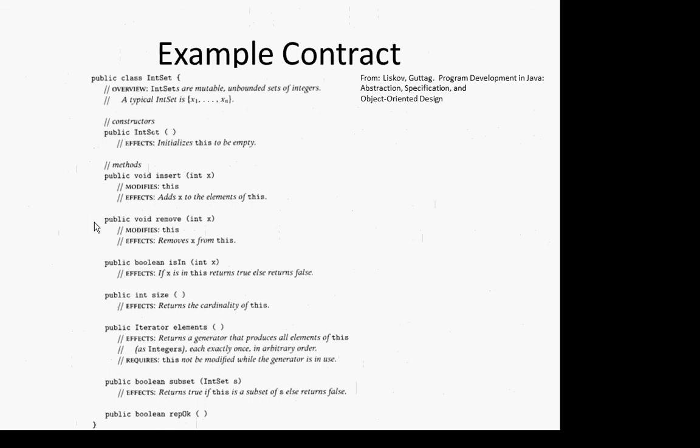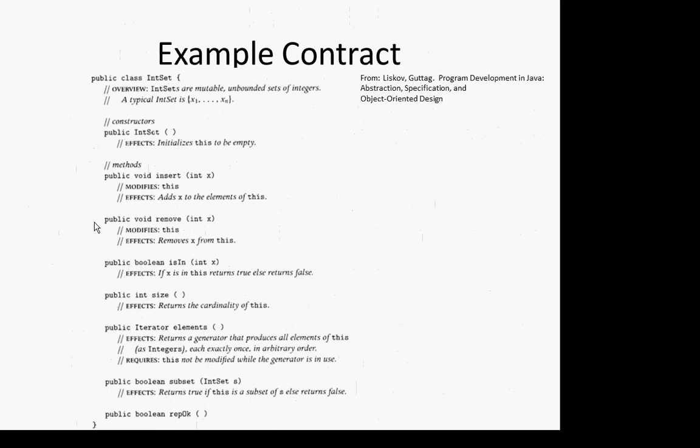It's a great book. I'd recommend it to anyone. It lays out the ideas behind this in beautiful detail. But the idea here is we have an IntSet, and there's some overview. It says IntSets are mutable, unbounded sets of integers, and they figure out how to denote it there. And then they have various methods.